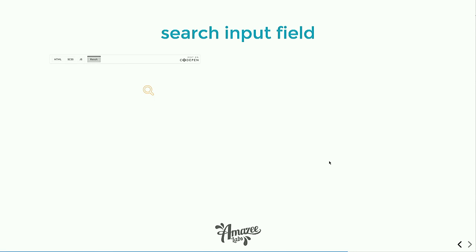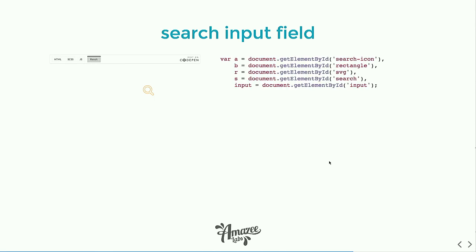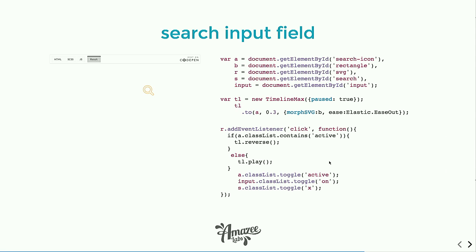So to get into the code, just to give you a bit of context so you know what we're talking about, over here are some of the variables that we've defined. Here is how you create a timeline in GSAP, and here you can see it's incredibly simple, literally saying morph A into B. That's how easy GSAP is. And over here, you can see how we trigger this by toggling the active class and how we make the timeline play in reverse.